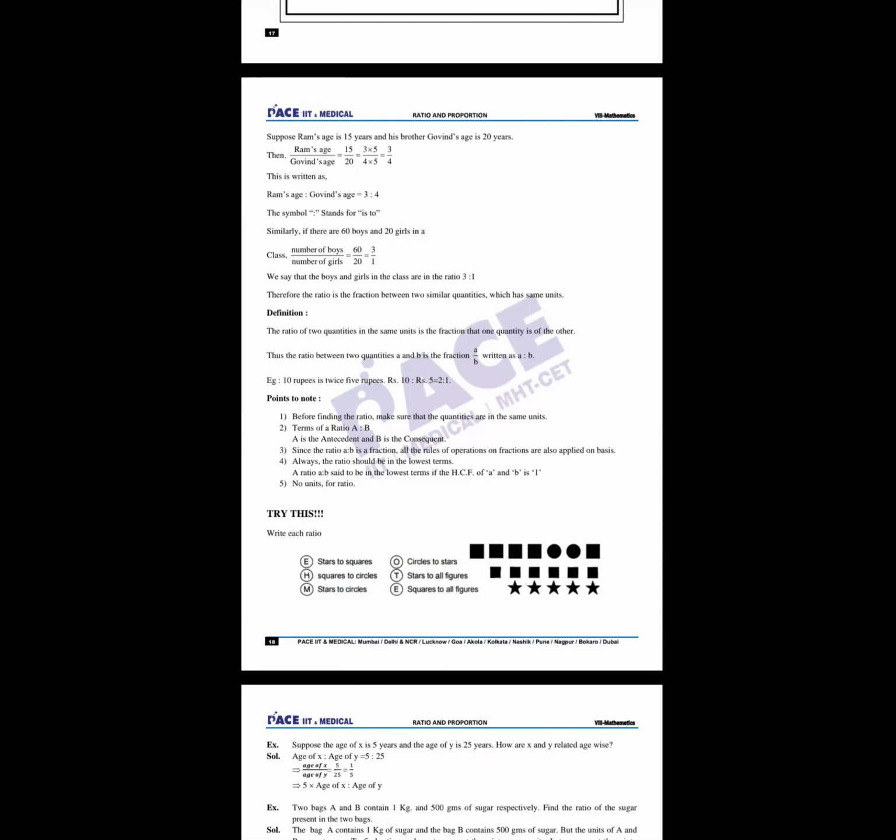A student asks: sir, I didn't understand the third point. Since the ratio a is to b is a fraction, all the rules of operations on fractions apply. Operations here are basically addition and subtraction. You know how to add 1 by 2 and 3 by 4: first take the LCM of the denominators. So we are just talking about simple operations, how to add and subtract fractions. Sometimes questions require you to add two fractions, so simple rules of algebra are applied in the case of ratio also. Okay, understood.